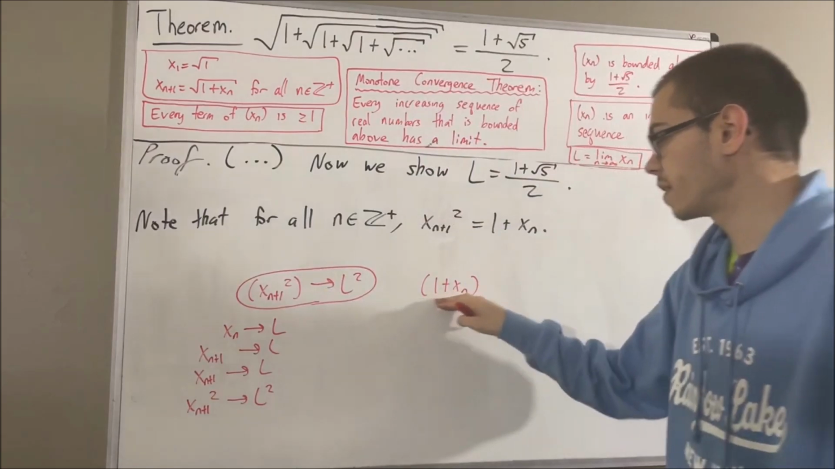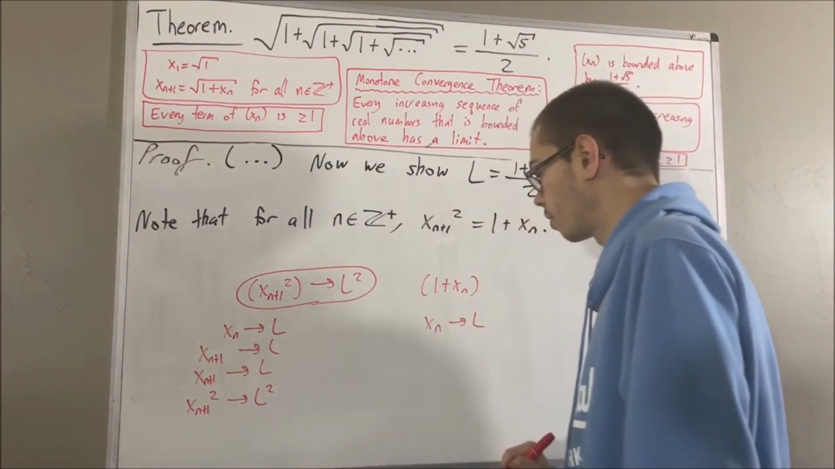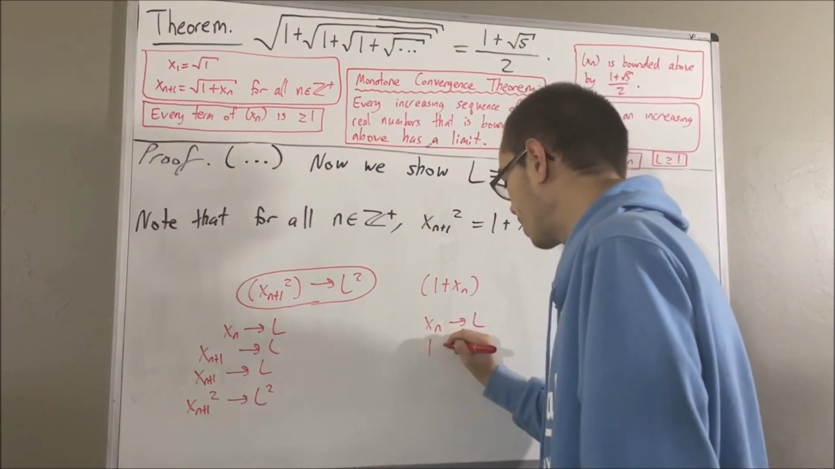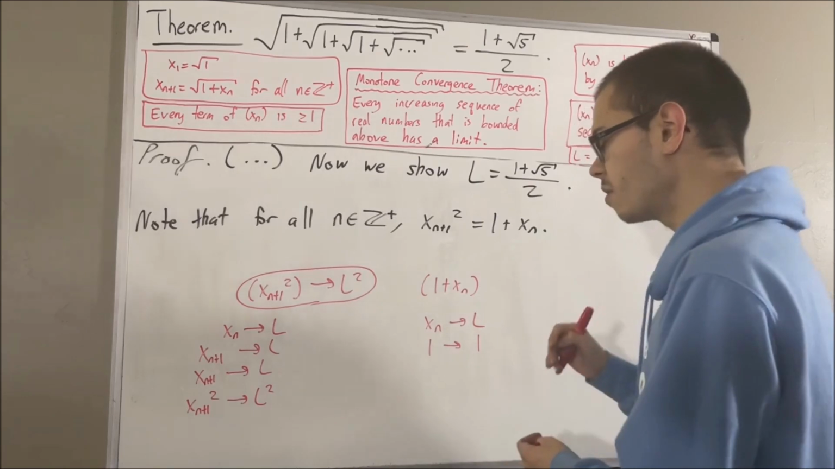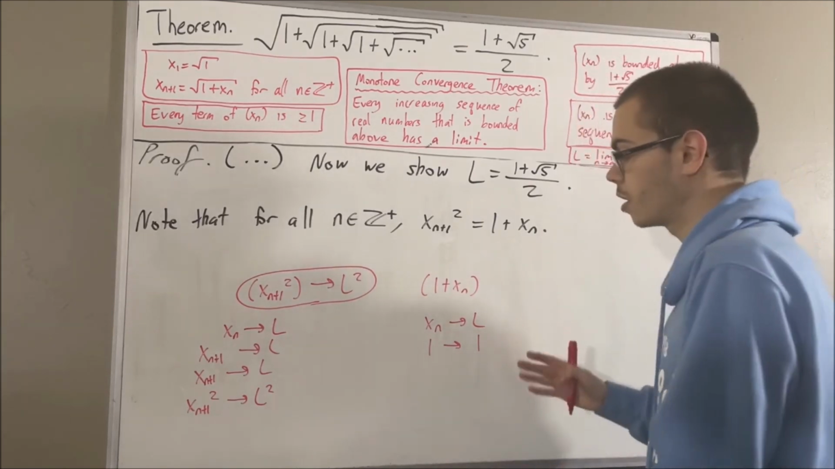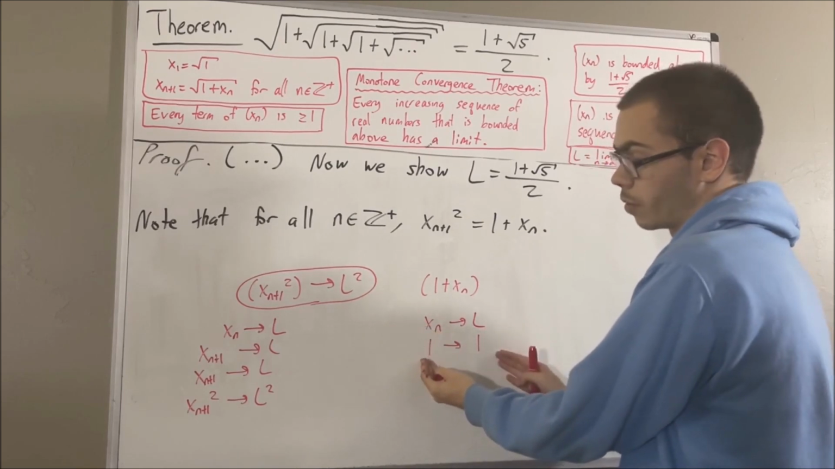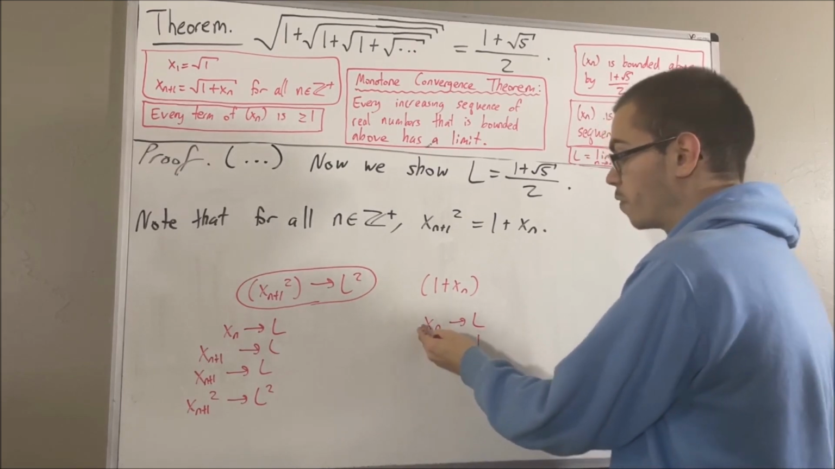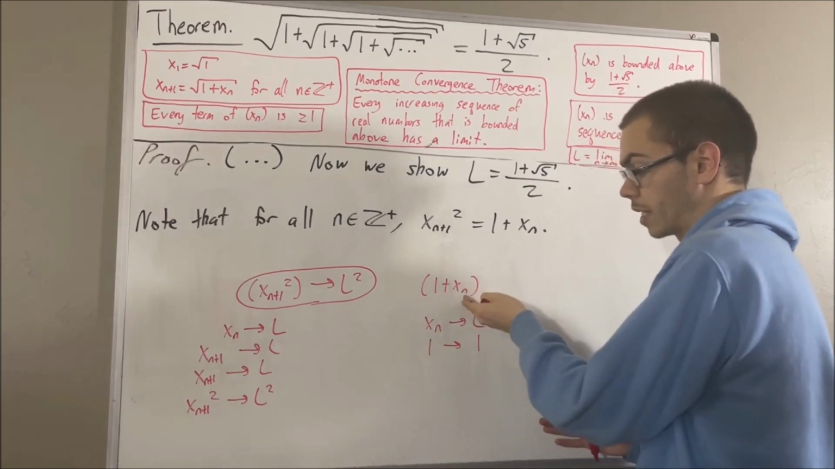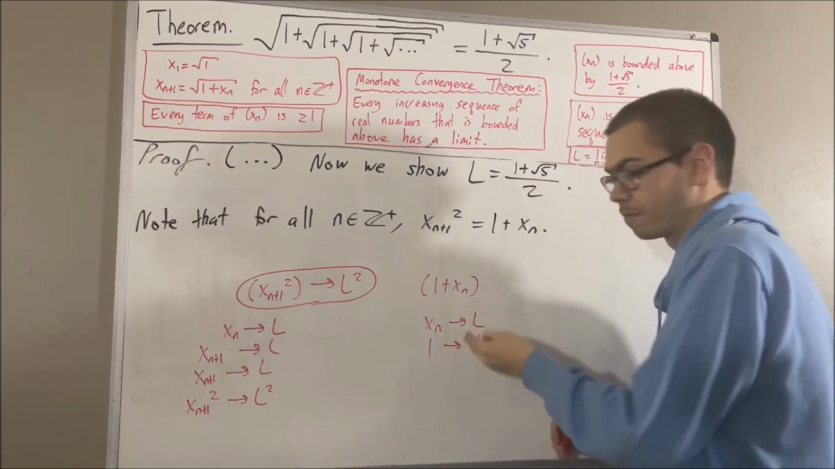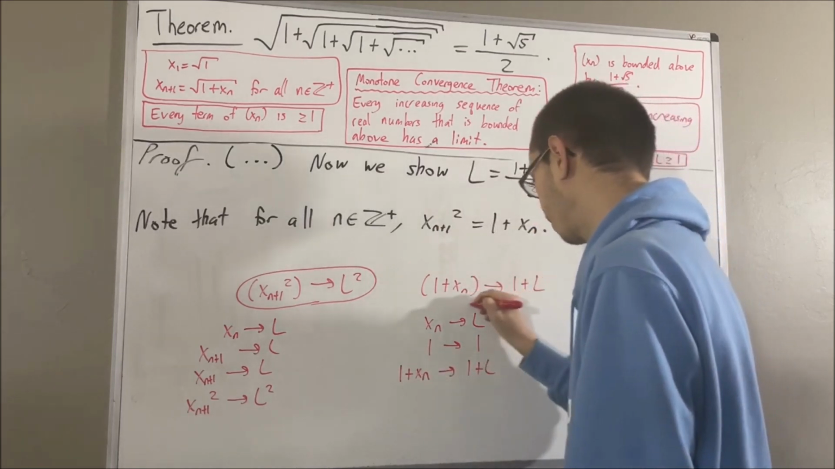Okay, so then what does this sequence converge to? Well, again, let's note x_n converges to L. A constant sequence of 1s will converge to 1. And then we have an addition rule for limits, which tells us if we have a sequence converging to a limit and another sequence converging to a limit, then the sum of those two sequences will converge to the sum of those two limits. So the sequence 1 plus x_n will converge to 1 plus L. So this sequence converges to 1 plus L.